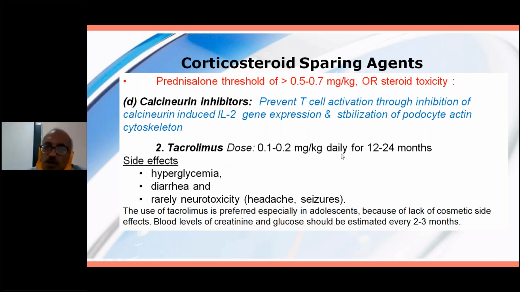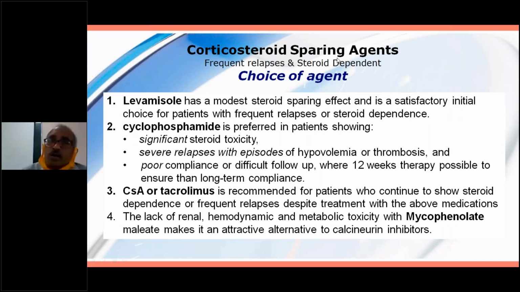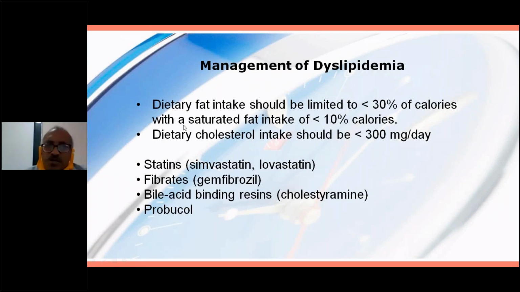The second drug is tacrolimus. Tacrolimus dose is 0.1 to 0.2 milligrams. Side effects are hyperglycemia, diarrhea, and rarely neurotoxicity. Again, the mechanism is prevention of the calcineurin-induced interleukin 2 gene expression. These are just a summary of all the 3 drugs. Actually, I'm not going into that.